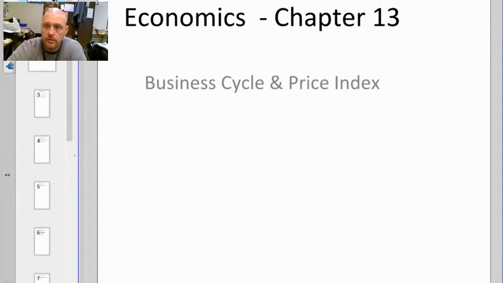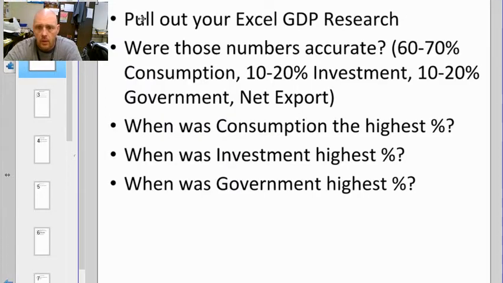This is Unit 4, and we're moving into Chapter 13, talking about business cycles and economic instability. We're going to look specifically at price indexes and business cycles, but before we do, we would normally do a little bit of research, right?